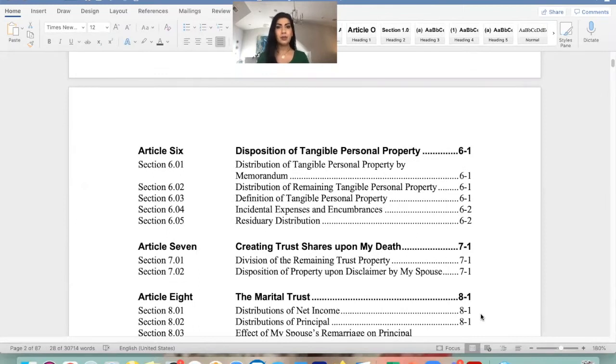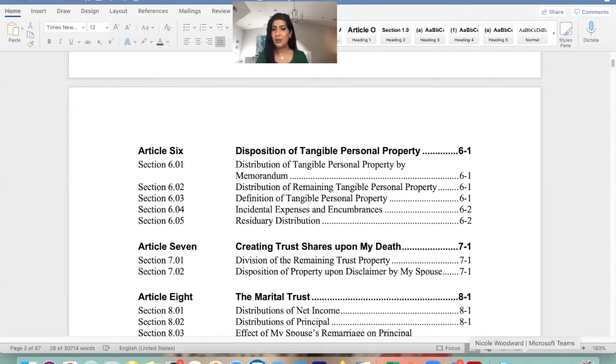Article 6 talks about disposition of tangible personal property. A really long word, seems complicated, but it's actually regarding something very simple. Tangible personal property is anything that you can physically touch. It's the stuff that you own that fills your house. This is the jewelry, the painting, the light fixtures, the furniture, things like that. And it's talking about how that is supposed to be disposed of.